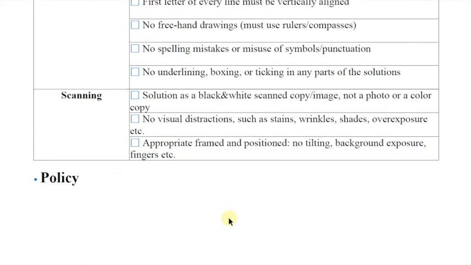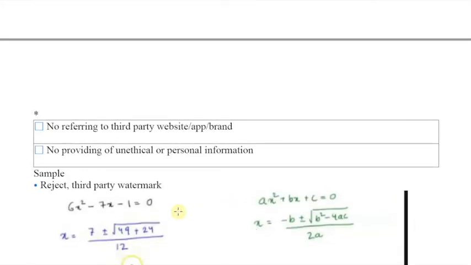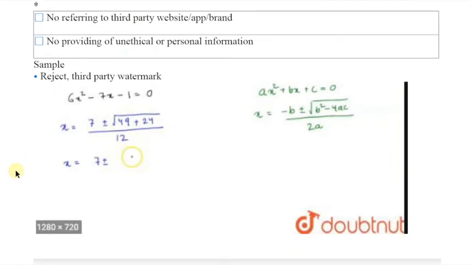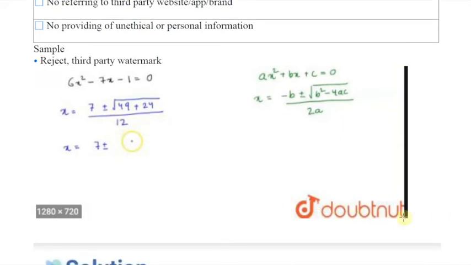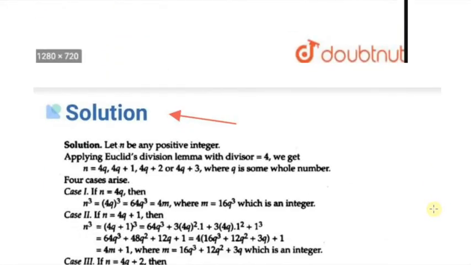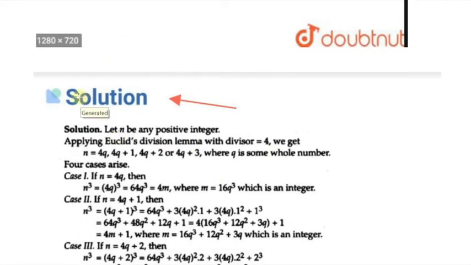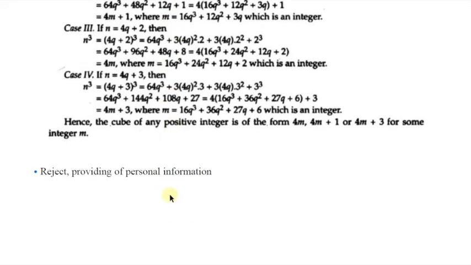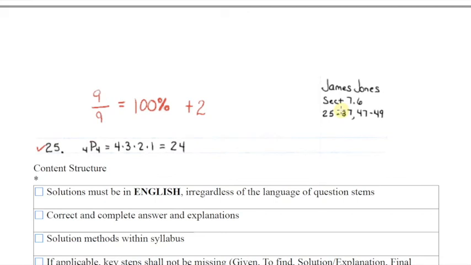For the policy part, there should be no referring to a third party website, app or brand, and no providing of unethical or personal information. So for samples, we will see, reject third party watermark. For example, in this answer there is a third party watermark, so the quality inspector will reject this answer. Similarly, this is a snapshot answer solution, so we cannot upload this, and these types of answers will be rejected. Now similarly, reject providing of personal information. For example, in this category you can see there is personal information, so the quality inspector will reject those types of answers.